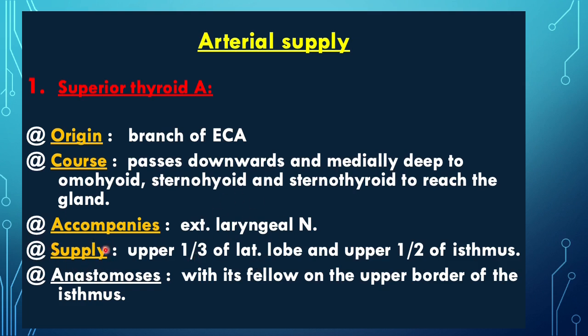So the superior thyroid artery is going to supply. Will it supply the lobes completely, or is it divided between it and the inferior thyroid? No. For the lobe, it is going to supply only the upper one third, while the lower two thirds are supplied by the inferior thyroid artery. But the isthmus is going to be divided equally: the upper half by the superior thyroid artery and the lower half by the inferior one. As we said, the superior thyroid artery is going to anastomose with the contralateral superior thyroid artery just above the isthmus.